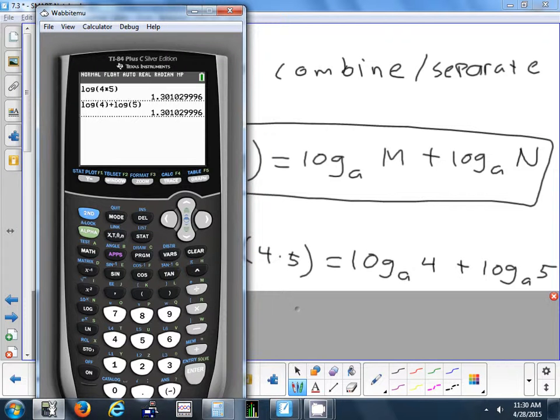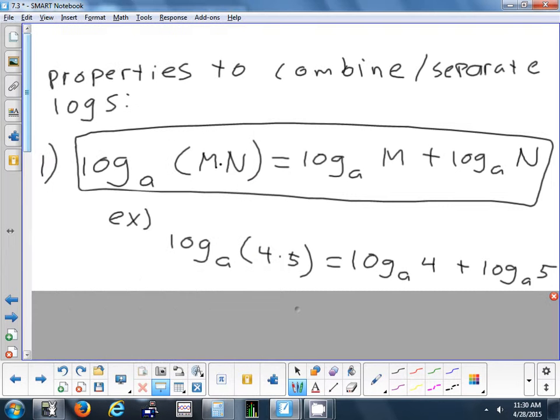What is 4 times 5? 20. What's another way to split 20 instead of 4 times 5? 2 and 10. So that should also work, and that should also give us the same thing. Any way you can break up 20. 4 times 5, 2 times 10. Okay, that works. You could do 40 times 1/2. That's also 20. Anything that works. Okay, so the point is a product splits as a sum. Base stays the same all the way through, whatever the base is.